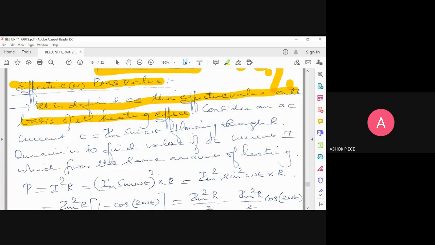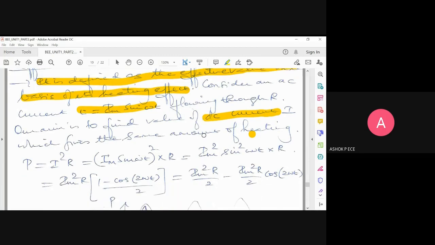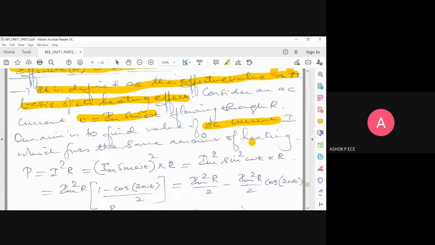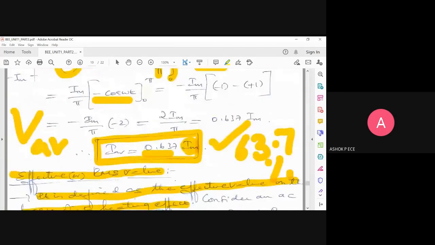Is it clear? So I'm going to consider an AC current flowing through the resistance R. I'm going to consider another DC current also flowing through my resistance R, and both are going to produce the same amount of heat. If both are going to produce the same amount of heat, then I'm going to find out from that calculation what is the effective or RMS value of my voltage or current. So this derivation we will be seeing in the next class, how to find the RMS value. So far, any doubts here?